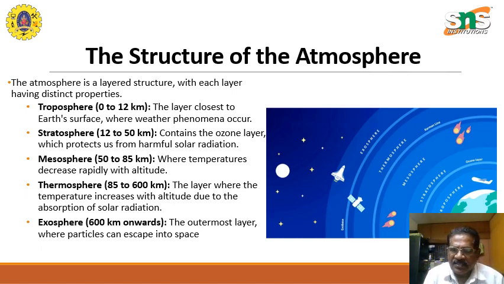Moving on, the next layer is the mesosphere, which is from the 50 to the 85 kilometer range, where the temperatures decrease rapidly with altitude. Here, I should like to point out that it doesn't mean that the temperatures definitely fall as we go higher, even in the troposphere. Next is the thermosphere. It is from 85 to 600 kilometers, the layer where the temperature increases with altitude due to the absorption of solar radiation. And finally, we have the exosphere, the outermost layer where the particles can escape into space. This is where we send rockets and satellites outside the Earth's atmosphere.